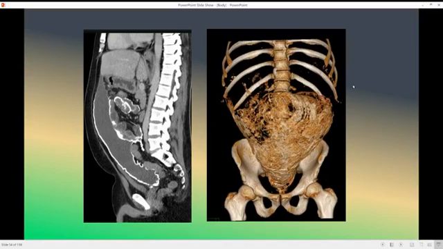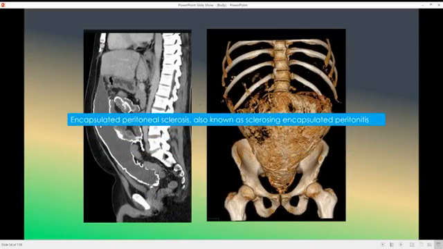Okay, calcified. There is calcification, very good. What do we call this calcification in the peritoneum? We call it encapsulating peritoneal sclerosis, also known as sclerosing encapsulating peritonitis. And this looks like a cocoon.